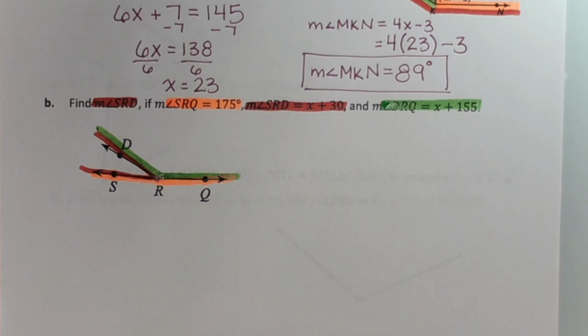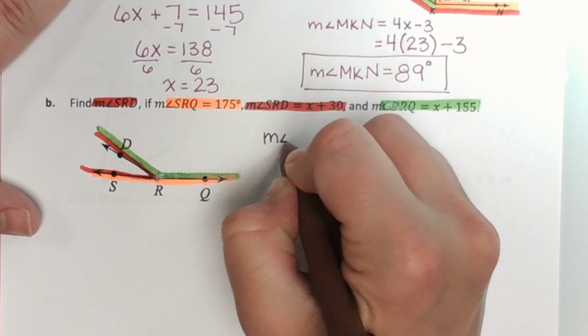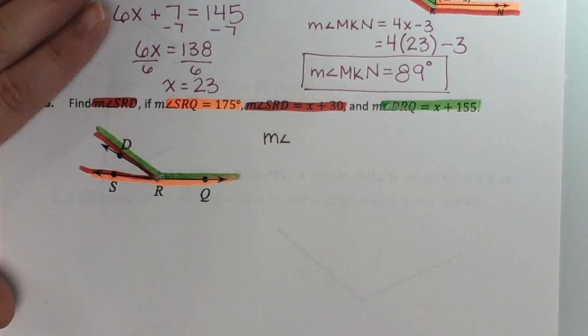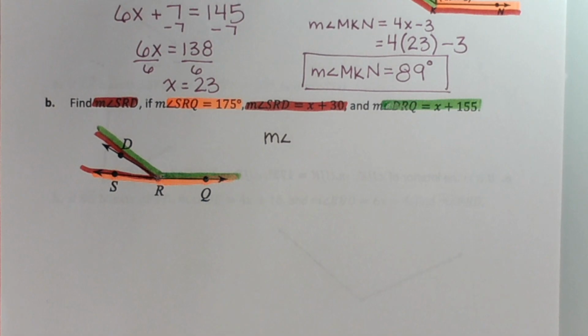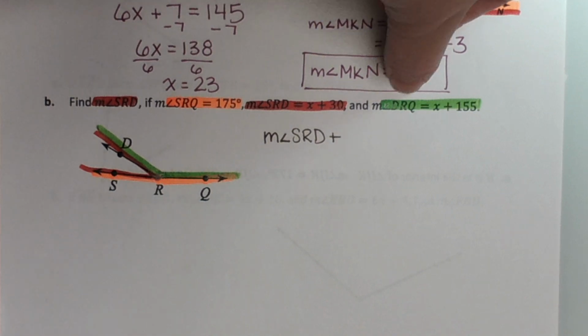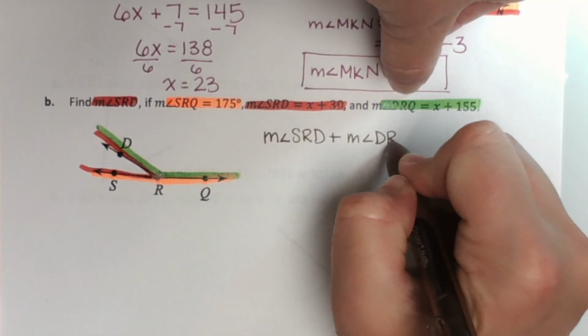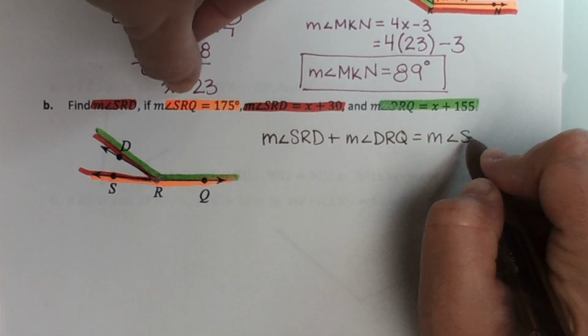Now, some people at this point go directly to writing out their equation. Some people write out the wordy version. I'm going to start with the wordy version. Measure of angle. Which two angles am I adding together? Go by colors. Am I adding together red, green, or orange? Red and green are my two small ones the way I have it drawn. The red one's name was SRD plus the green one's name was DRQ. Add those together and you get the orange one, which was measure angle SRQ.